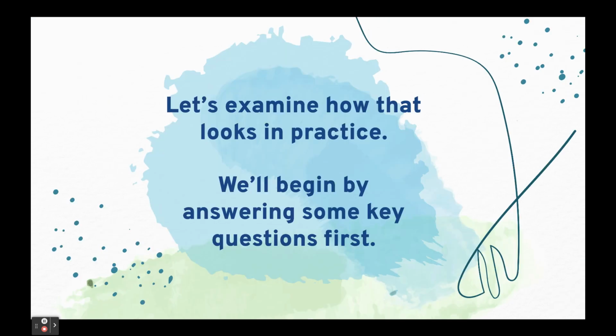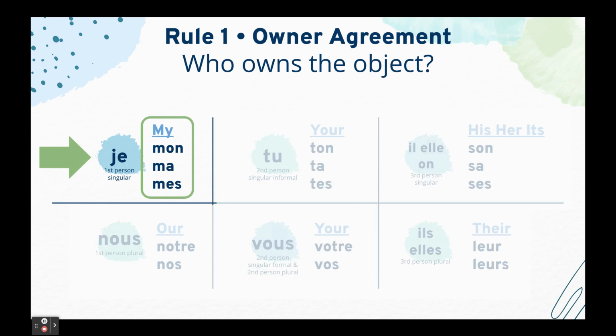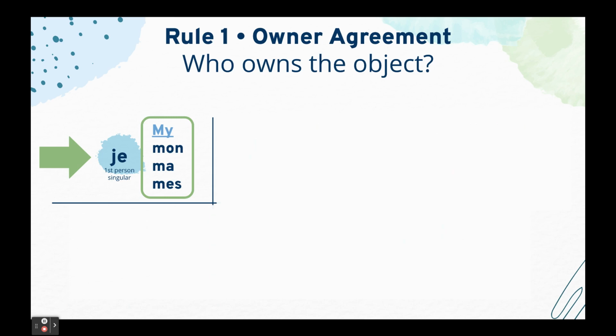Okay, so let's examine how that looks in practice. We'll begin by answering some key questions first. Rule number 1, who owns the object? Owner agreement. Let's say I own the object. So we'll look at je. So the possessive adjectives we're going to look at are mon, ma, and mes. We can ignore the rest for now.